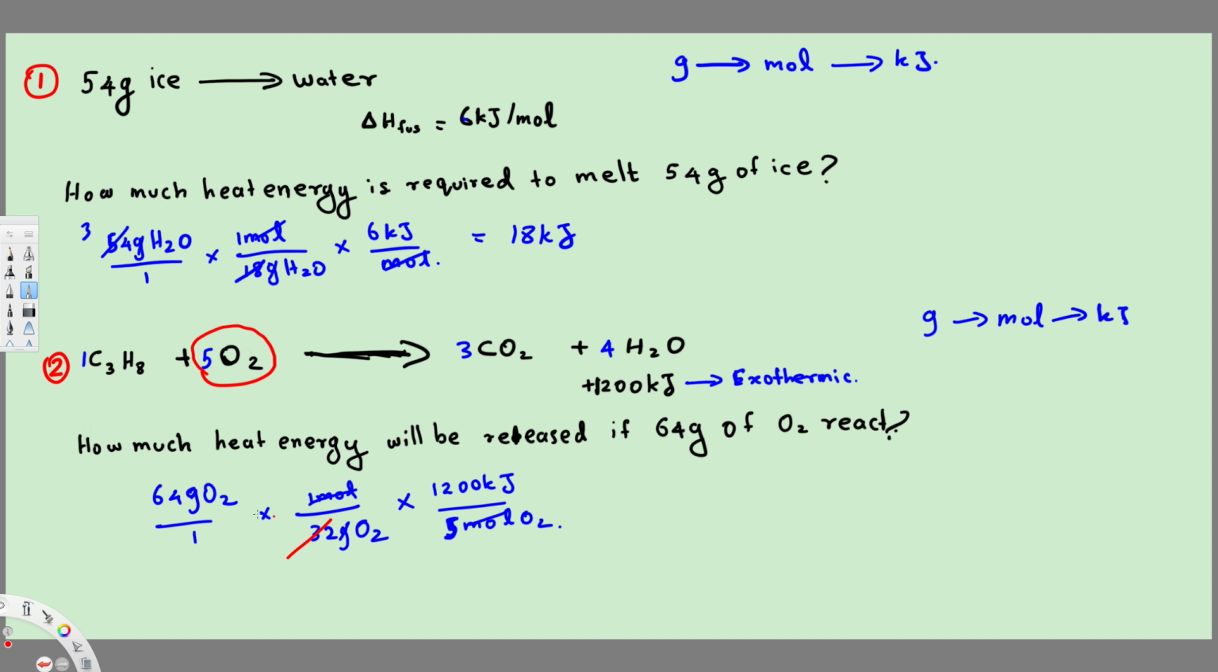We know that 32 times 2 is 64. This is going to be 2 right here, and 1200, we can write this one as 12 times 100. So 2 times 12 times 100 divided by 5. We know that 5 times 20 is 100. So 20 times 12 is going to be 240. 240 times 2 is going to be 480. So 480 kilojoules of heat is released when 64 grams of O2 react, and that's how we do this kind of problems. I hope you guys found this video helpful. See you next time.